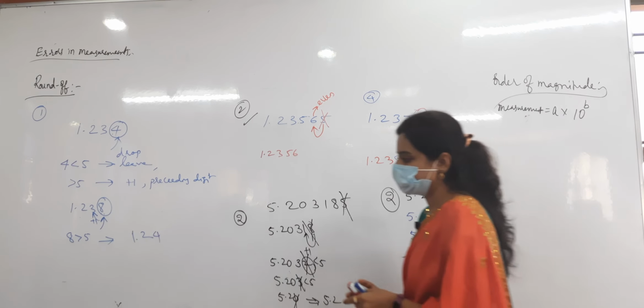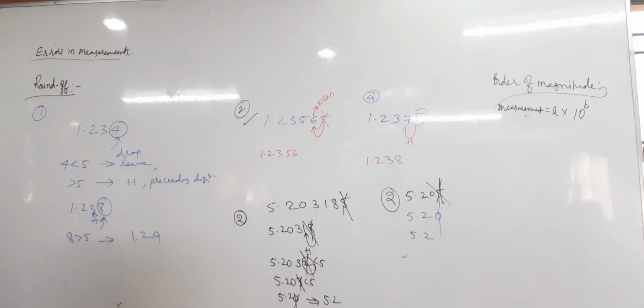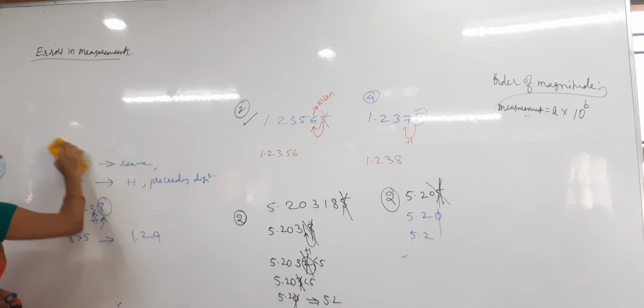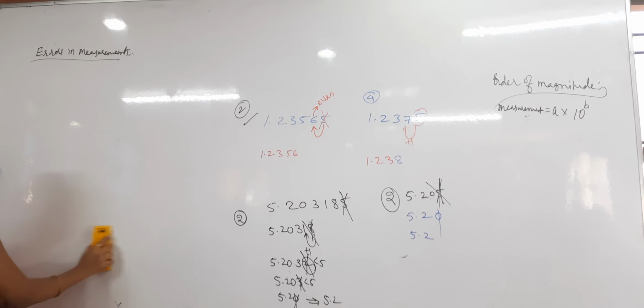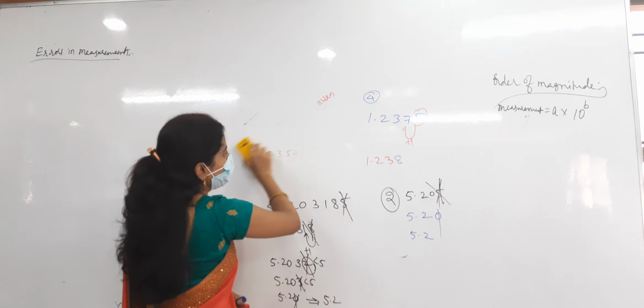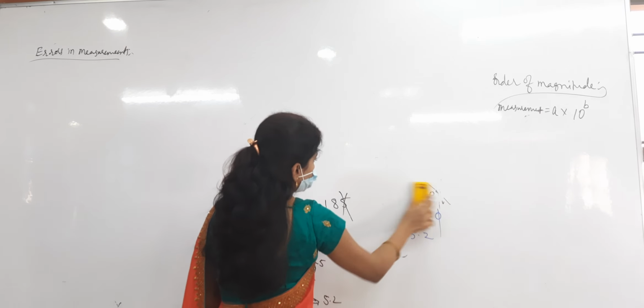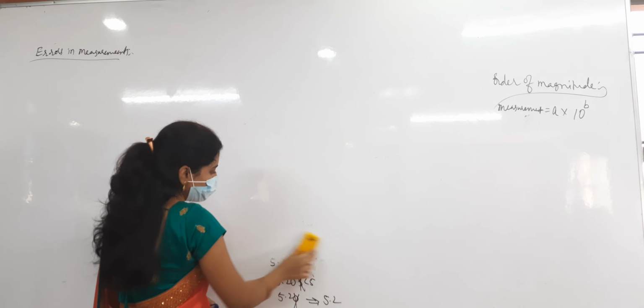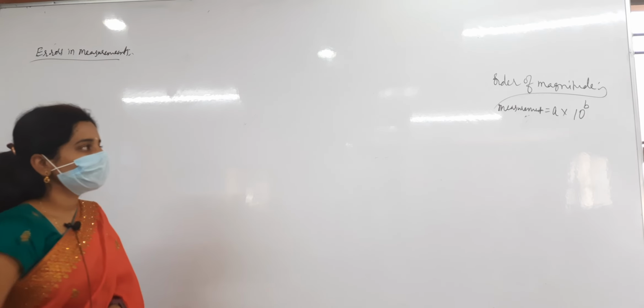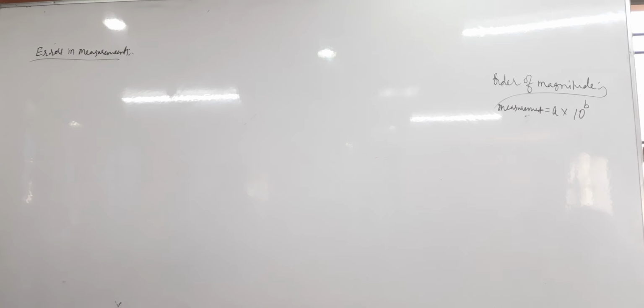Next, order of magnitude. For any measurement, if its value is expressed as a power of 10, that power of 10 is known as the order of magnitude of that value.